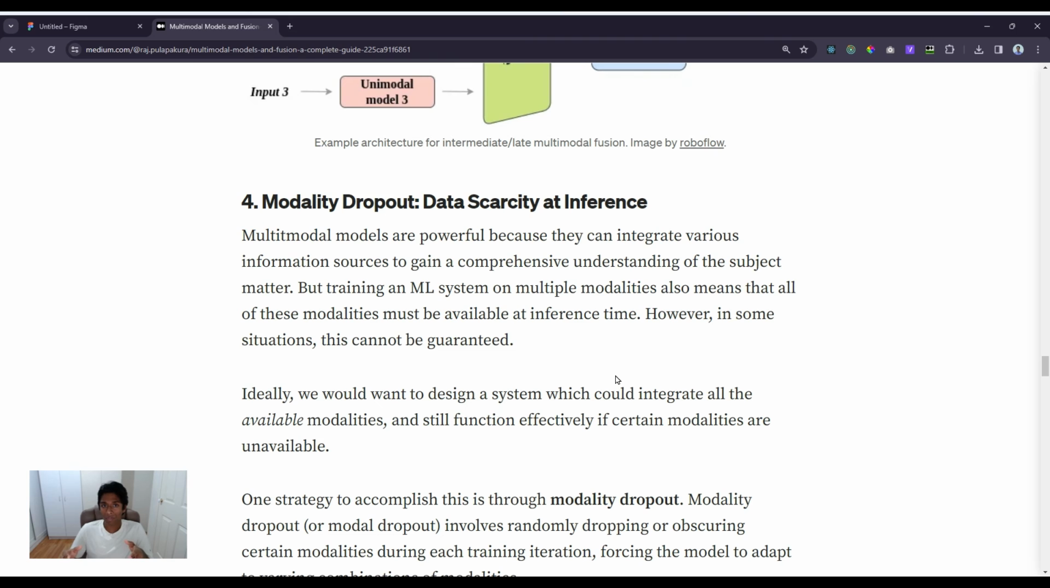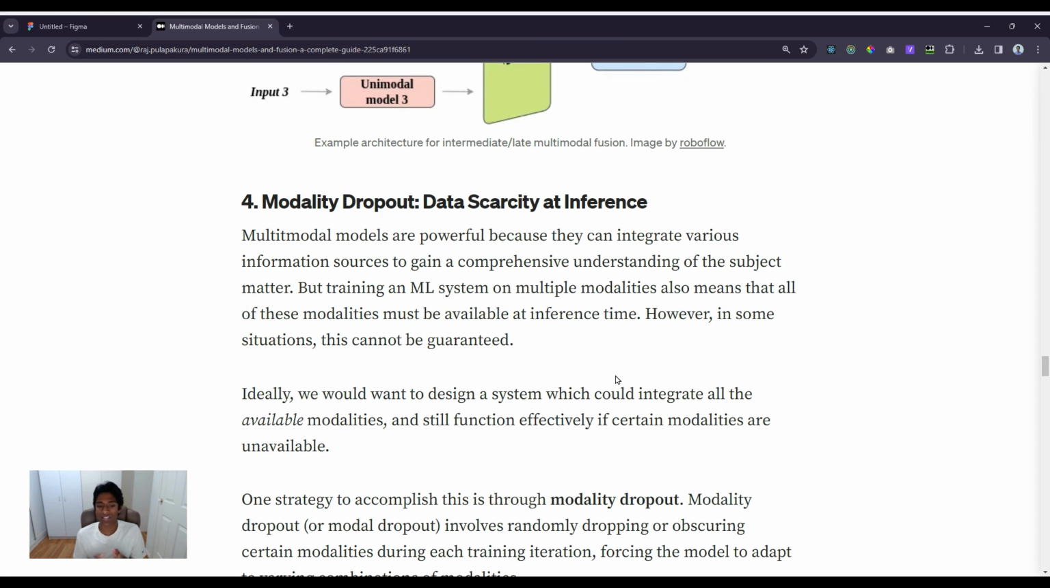Now, there's a problem that can happen during inference with these multimodal models. These multimodal models are powerful because they can integrate various information sources to gain a comprehensive understanding of the subject matter. But training an ML system on multiple modalities also means that all of these modalities must be available at inference time. However, in some situations, this cannot be guaranteed.